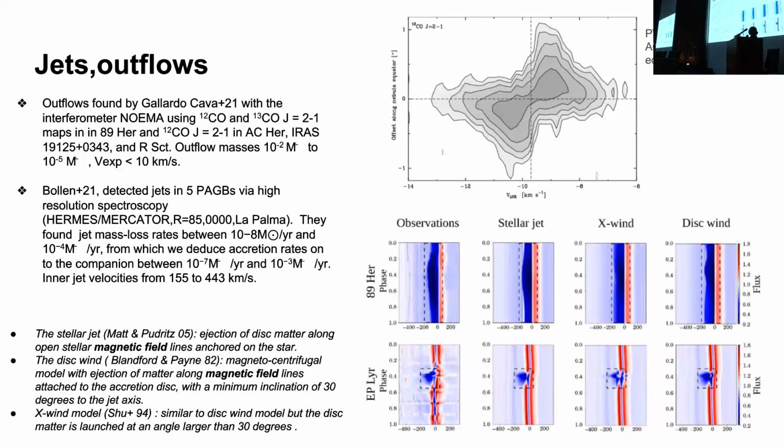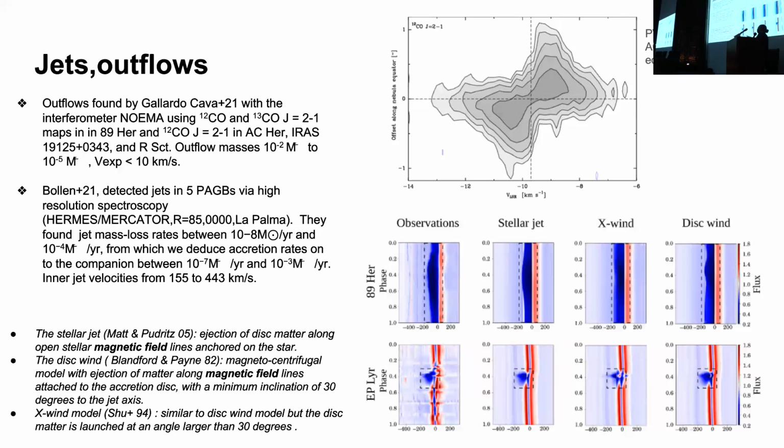Okay, we were talking about jets and outflow. So they've been looking for outflows and jets as an important ingredient in the shaping mechanisms. Gallardo Cava et al. in 21 found jets in CO, 12CO and 13CO, in the post-AGB star 89 Herculis, actually. And you can see the outflow masses, which actually didn't translate well here, 10 to the minus 2 to 10 to the minus 5 solar masses, and the expansion velocity below 10 kilometers per second.